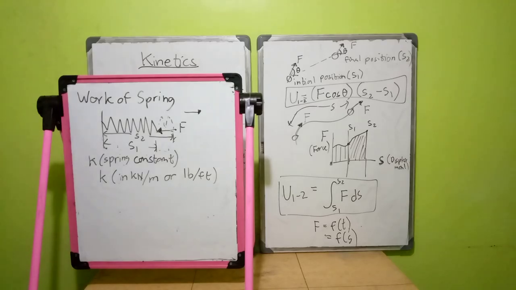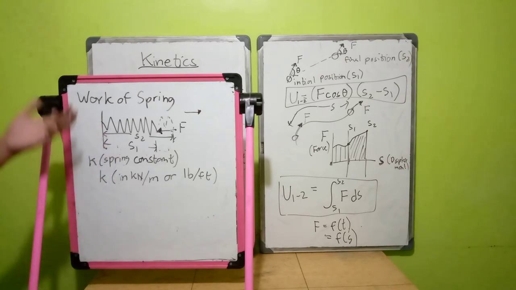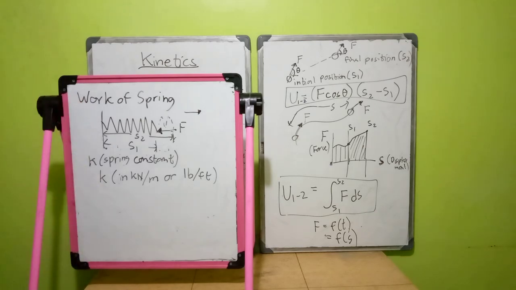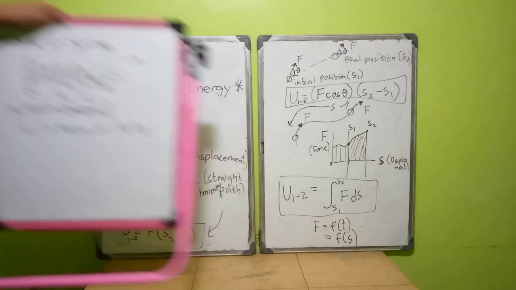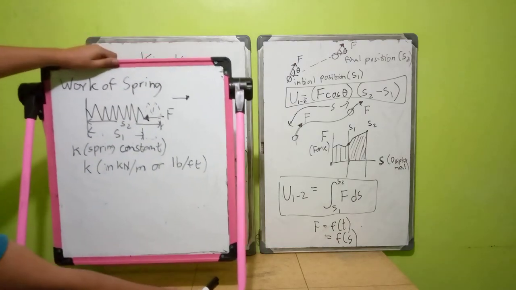Okay, so we continue. We have another type of work, which is the work of a spring. Sorry, I just erased the work of weight from the last video in part 1. Here it is the work of a spring. Work of weight is actually a negative work. Work of a spring, just like the work of weight, is also a negative work, unlike all those previous three, which are positive work.